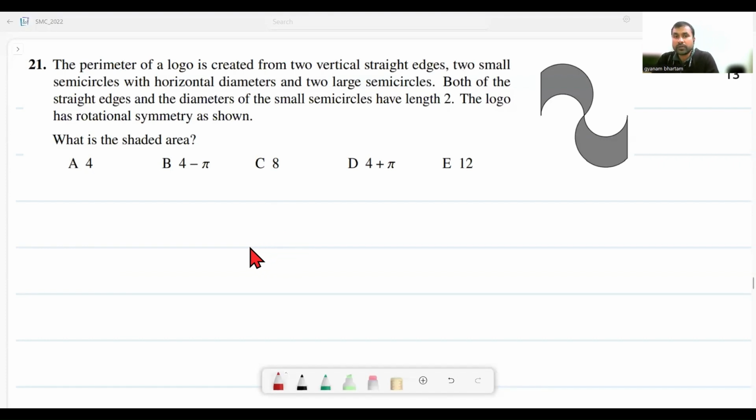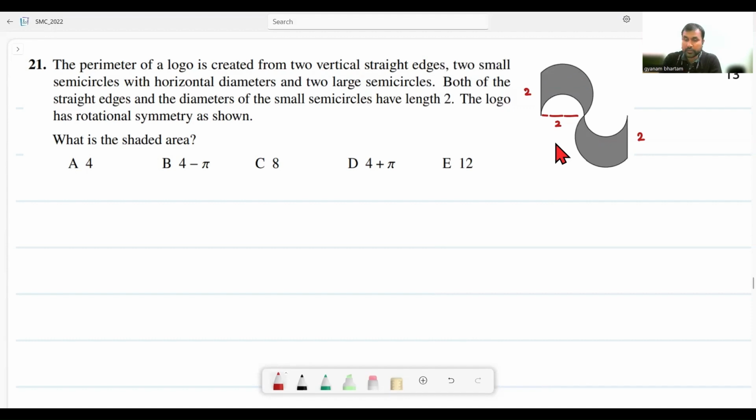Okay, question number 21. The perimeter of the logo is created from two vertical straight edges, two small semicircles, and two large semicircles. Both the straight edges are 2 and 2, and the small semicircles also have length 2.